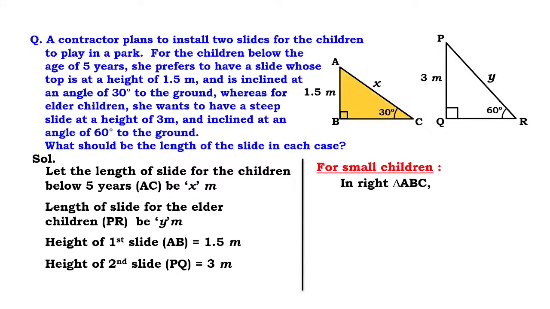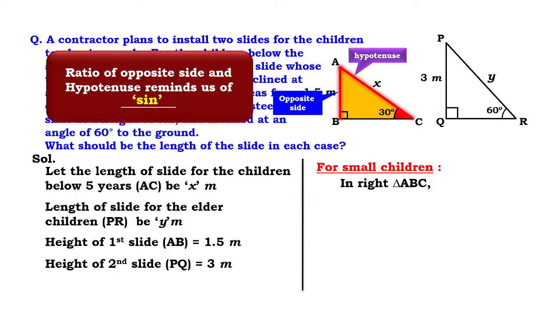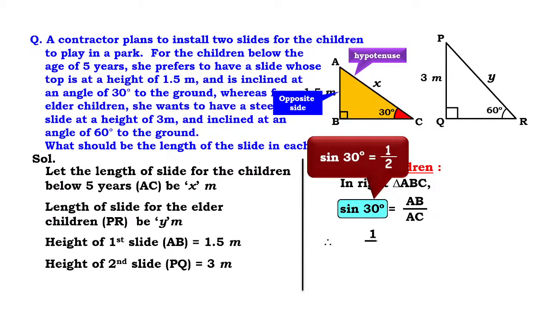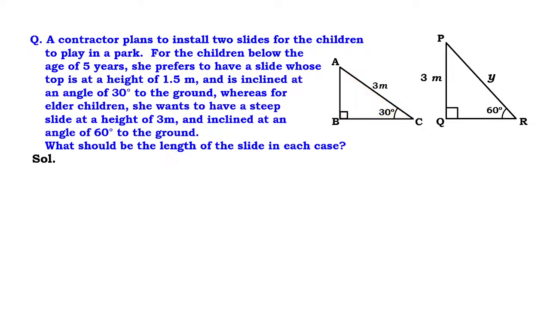Okay, so what is the value here now? Suppose let us take the first triangle ABC. Okay, angle is 30. So I get sine 30 is equal to AB by AC. What is sine 30 value? 1 by 2. Okay, AB is 1.5. And what is the AC you get here? That is 3. Okay, so in the first case, what is the length of this slide? 3 meters. And for the second case, can you find it out?